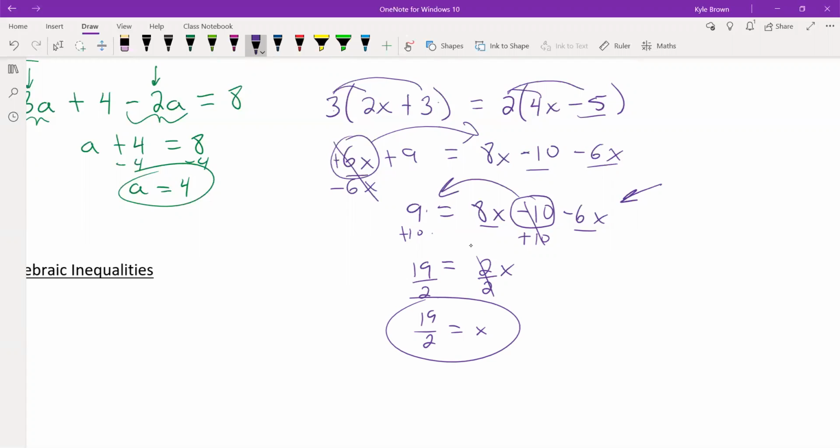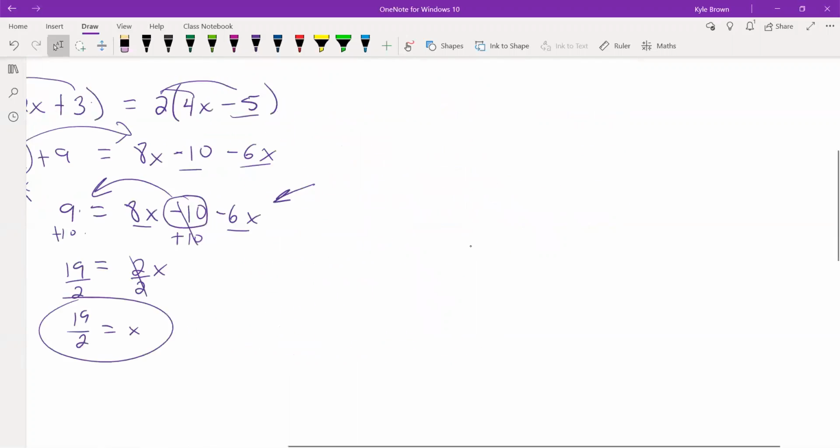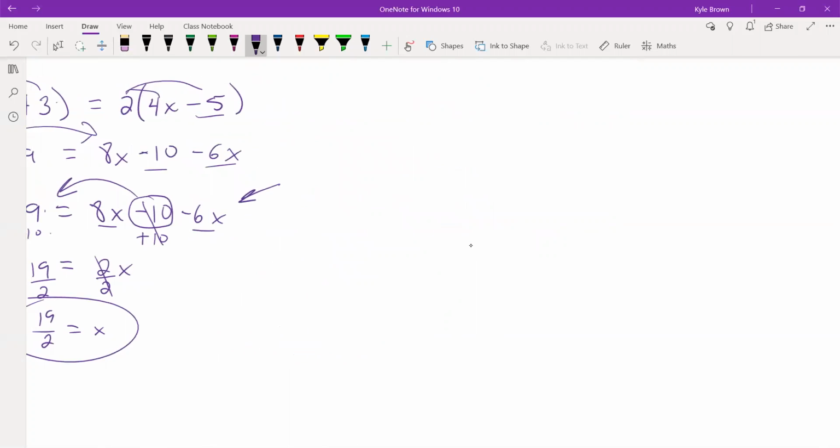Okay, so let's see. Should we do a really tough one? Let's do a really tough one. Let's do one like this. Let's say we had 3 over 2 times (2x plus 4) is equal to 7.